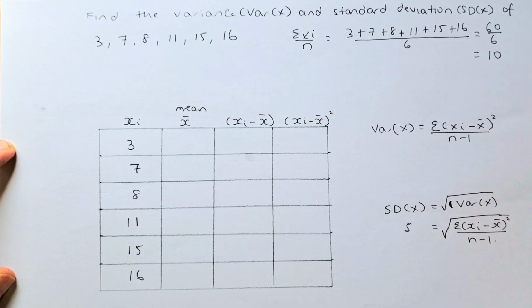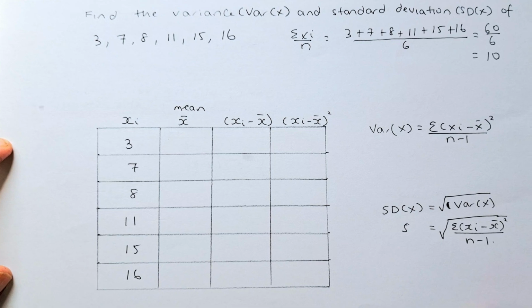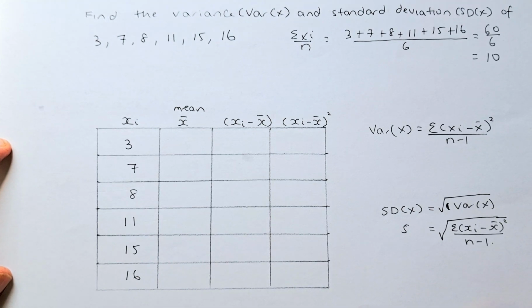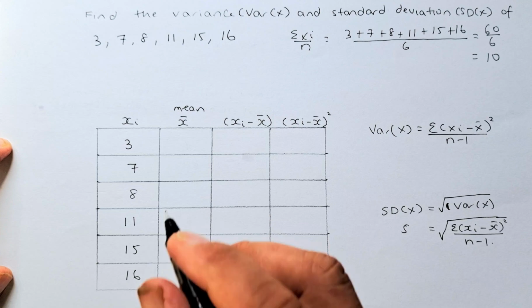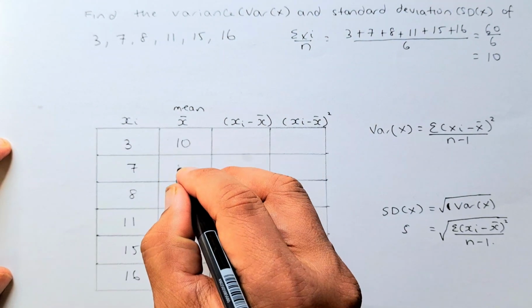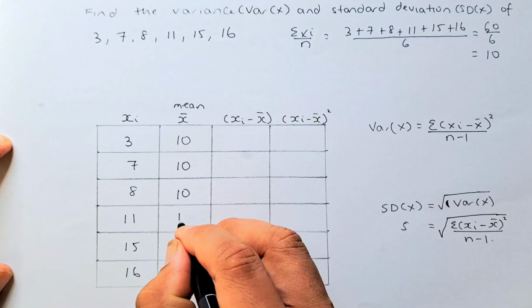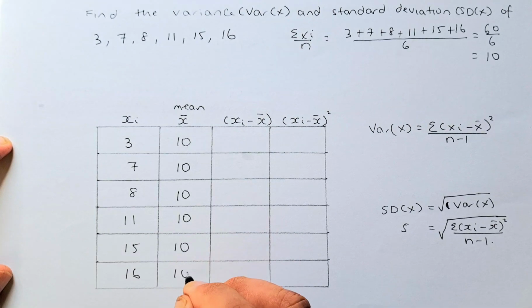So the first thing you need to do when you calculate variance or standard deviation is calculate the mean, because the standard deviation is based on the difference from the mean. To get 10, you just add the numbers and divide by 6. Now you're going to put 10 in the whole second column, because the mean is 10.